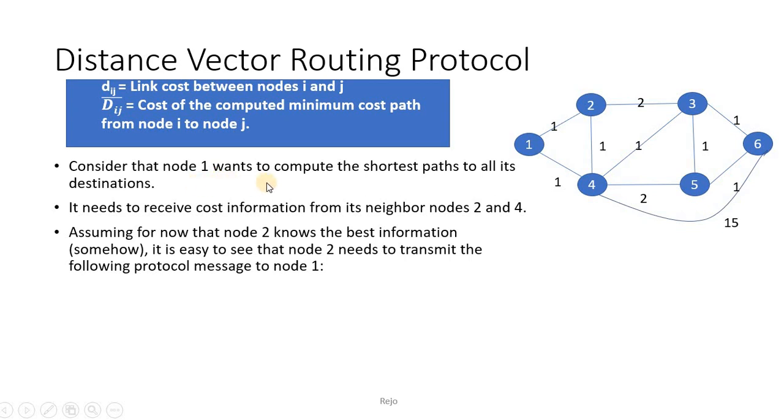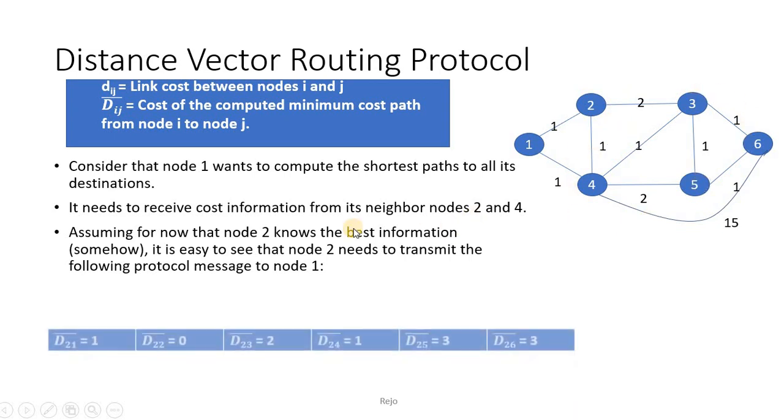Consider that node 1 wants to compute the shortest paths to all its destinations. So node 1 will be the source node. It needs to receive the cost information from its neighbor nodes 2 and 4. So now the assumption is node 2 knows the information about each and every node in the network. So node 2's information is displayed here.